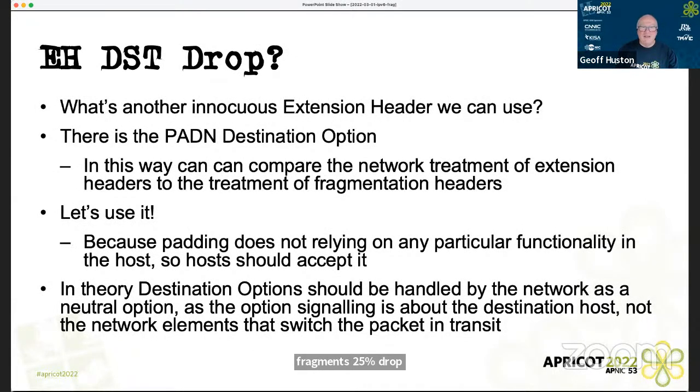Let's see if it's a destination option. So we're using PAD-N. This is the destination option you have when you don't really have a destination option. So it's kind of, I'm just going to put some padding characters in. It doesn't mean anything. And if you get it, it shouldn't change your behavior. So let's use it because hopefully we can now see what's the drop rate when we just send packets through that are normal packets. I'm not fragmenting. I'm just putting an extension header with a padding destination option.